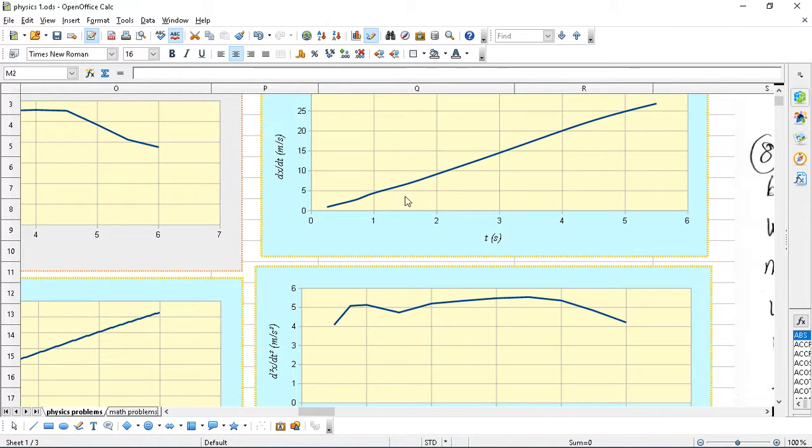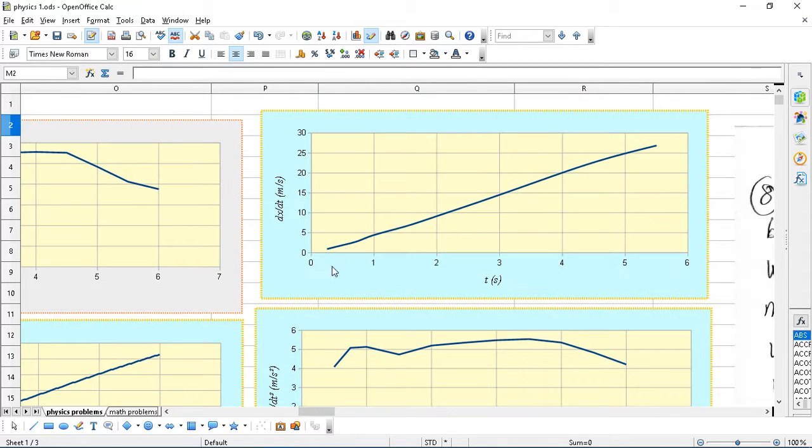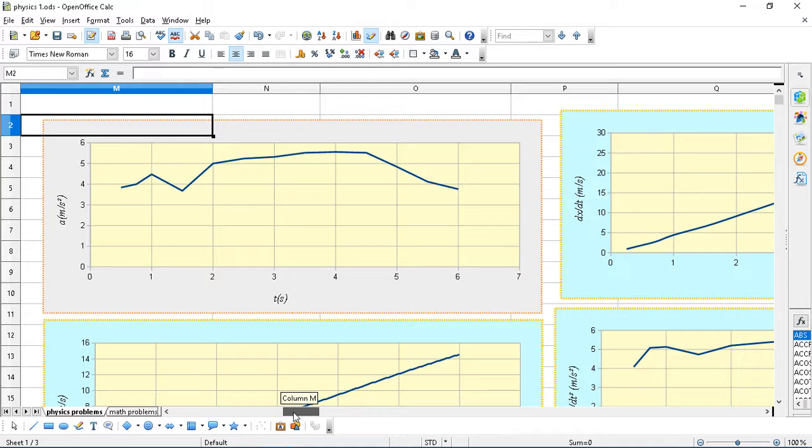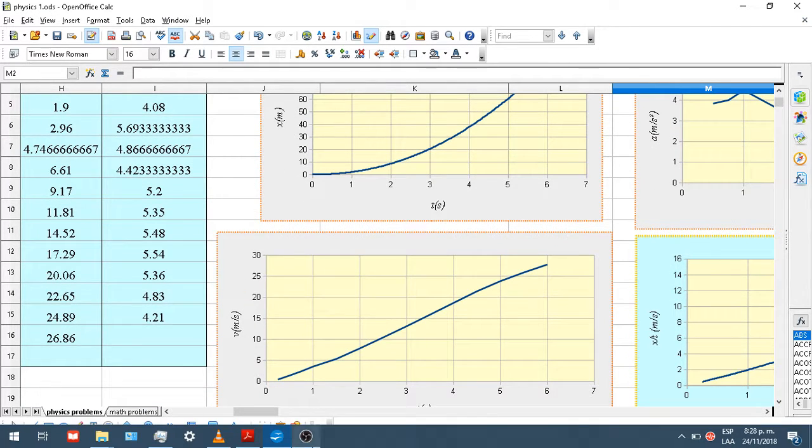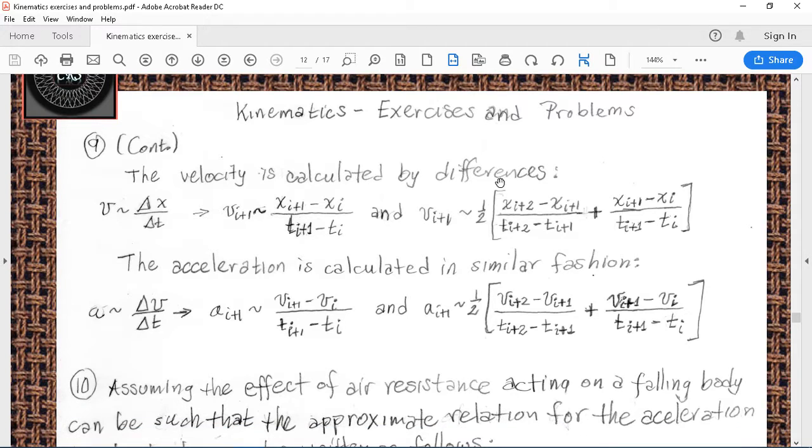One thing to notice is that the graphs of dx/dt and d2x/dt2, the lines are smoother than in the case of B and A. That is, the values obtained from these two expressions present a smoother appearance than those obtained from these two expressions.